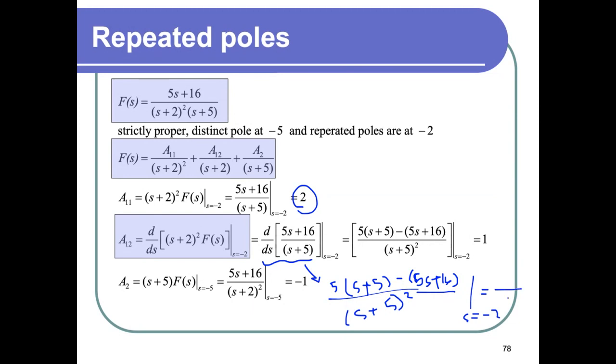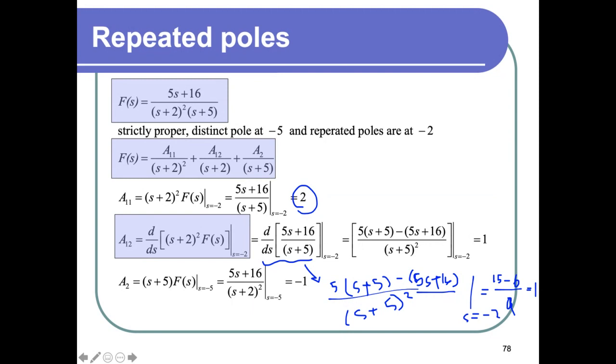So you will have 3 squared, which is 9, in the denominator. And in the numerator you will have 5 multiplied by 3, 15, minus 5 by 3, again 15, plus 16. You will end up with 1.